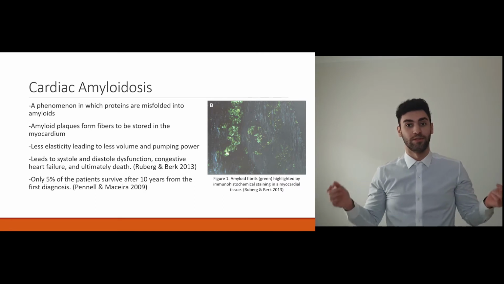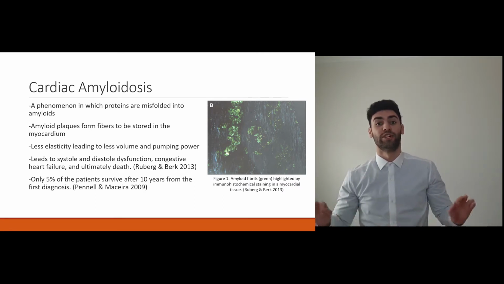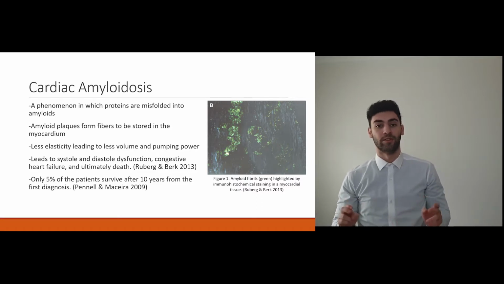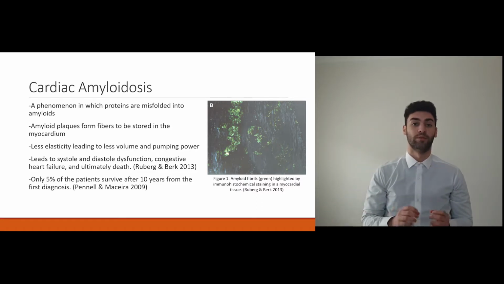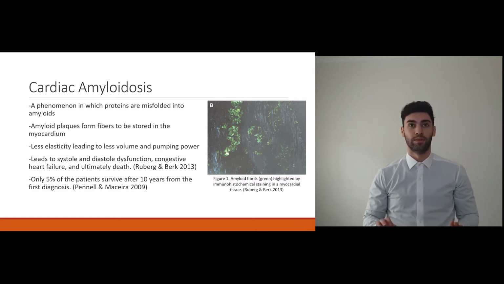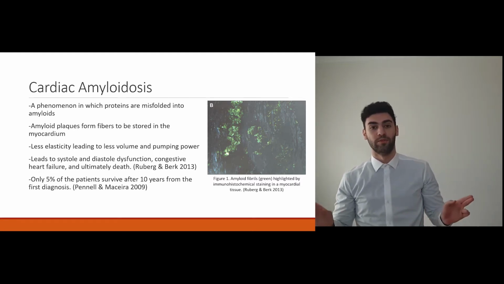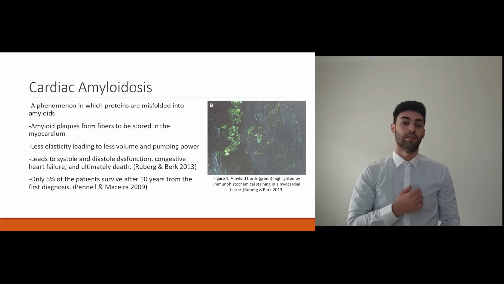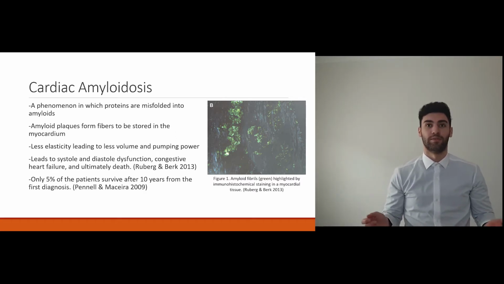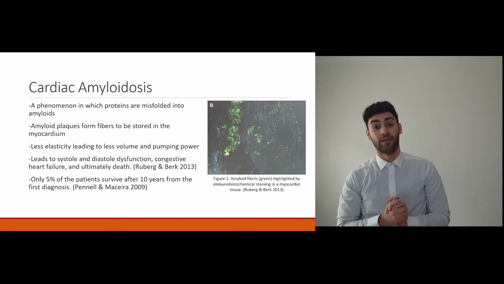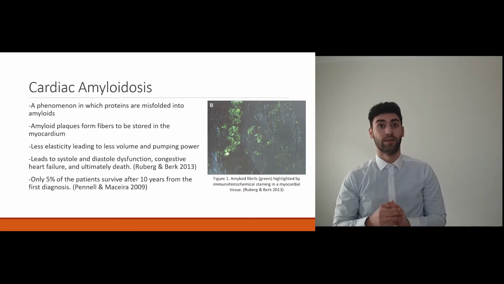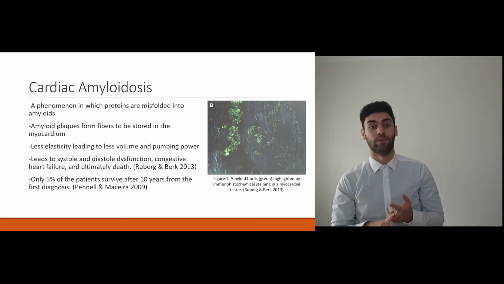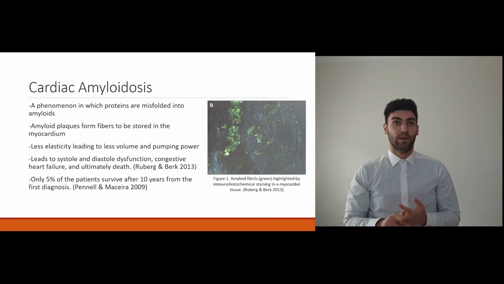So before diving into today's topic, we're going to talk about a more general phenomenon, which is cardiac amyloidosis. In this phenomenon, the proteins of our body are misfolded into amyloids, and these amyloids form fibers which are stored in various organs of our body, such as the heart, the nerves, and other tissues of the body. In the case of the heart, this phenomenon leads to less elasticity, leading to less pumping power and less volume for the blood to fill in.